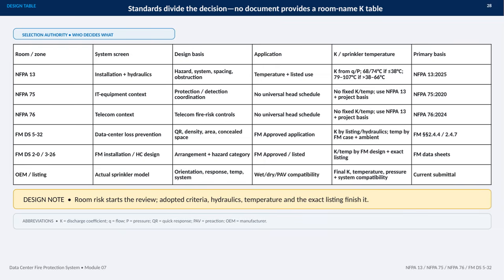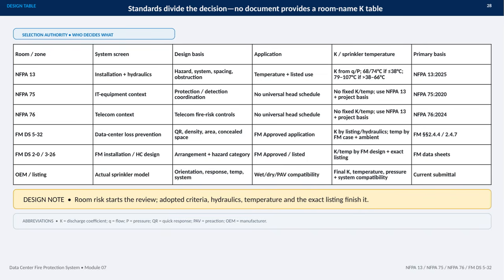NFPA 75 and NFPA 76 add important context for IT equipment and telecommunications environments. They coordinate protection and detection, but they do not prescribe one fixed sprinkler schedule. FM guidance brings in loss prevention criteria, including density, area, concealed spaces, and FM-approved applications. In every case, the project basis and the exact listing remain essential.